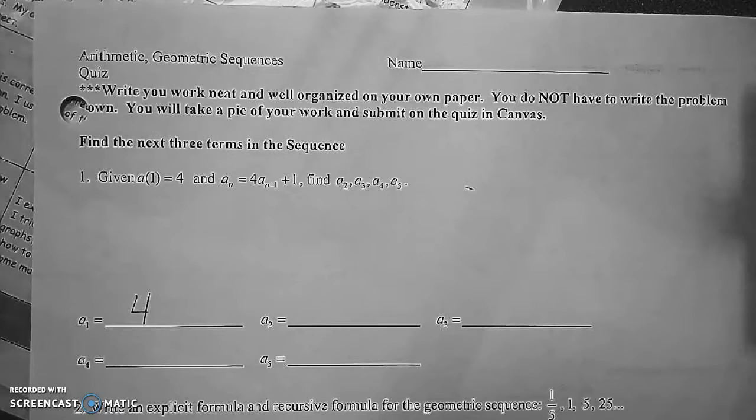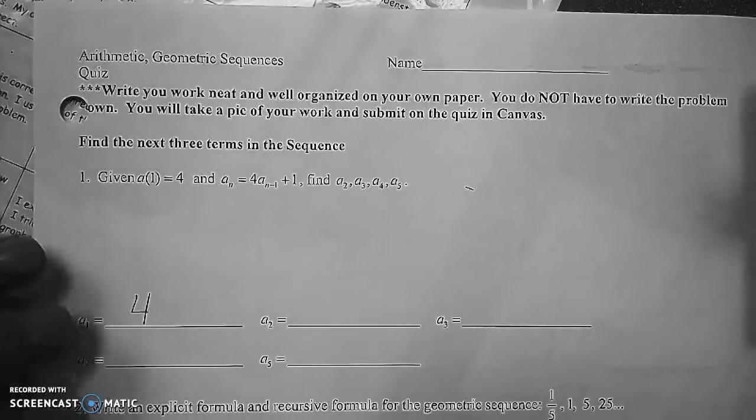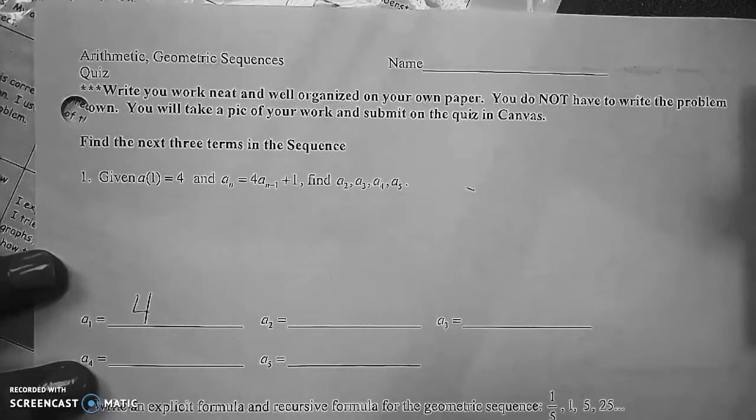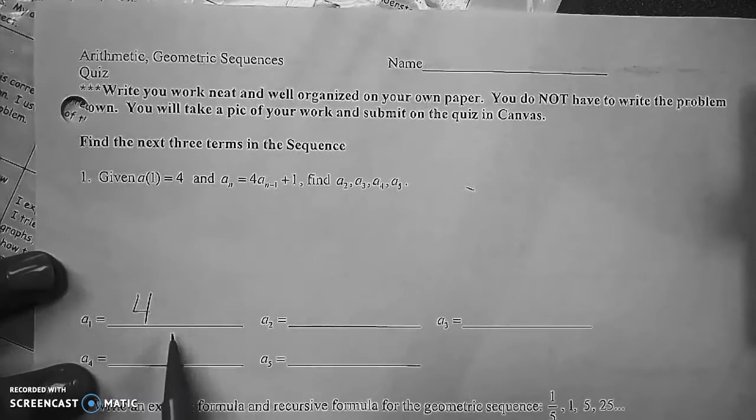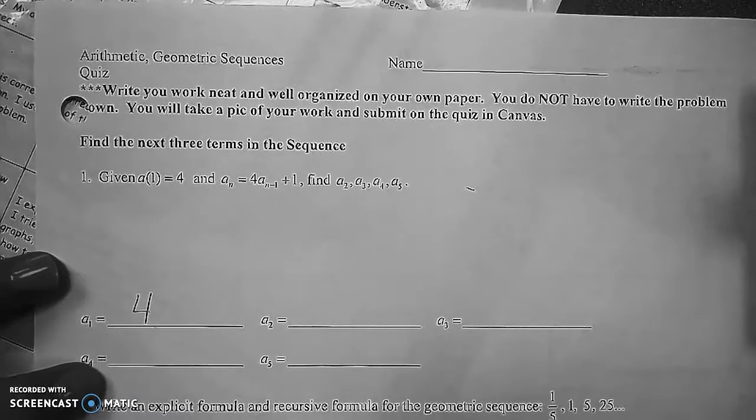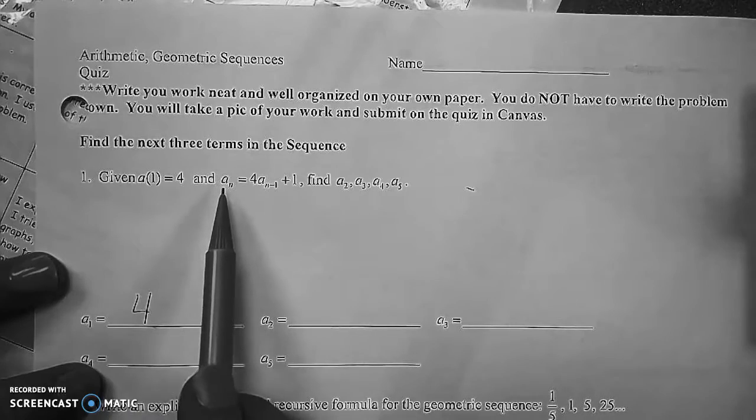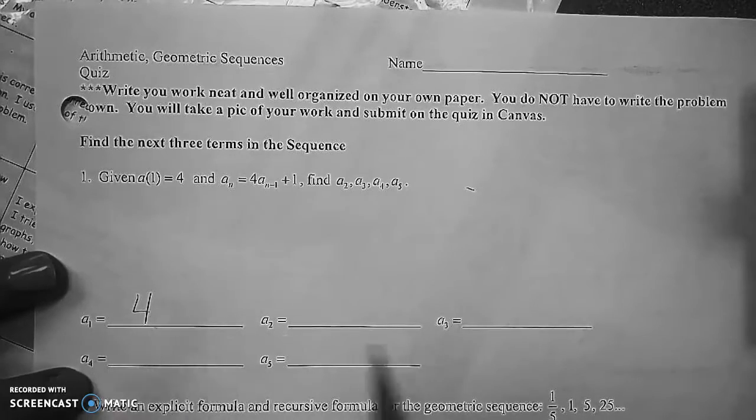Hi guys, we're taking a look today at our quiz from last week, so going over the problems on that and discussing what I have seen. So first problem said A1 is 4, so actually we can fill in one blank already. And then we're trying to find A sub 2.